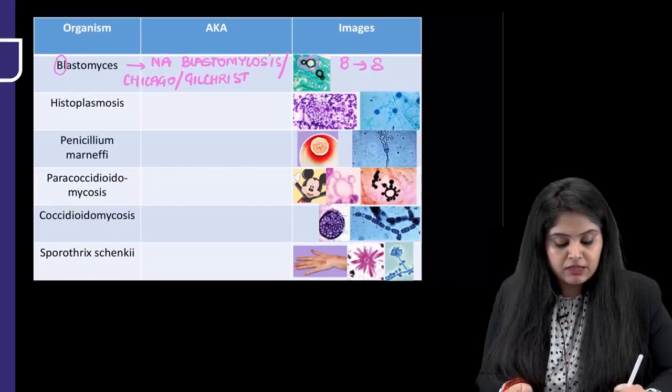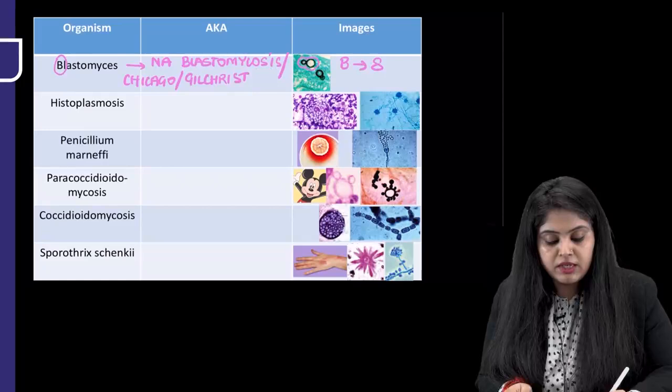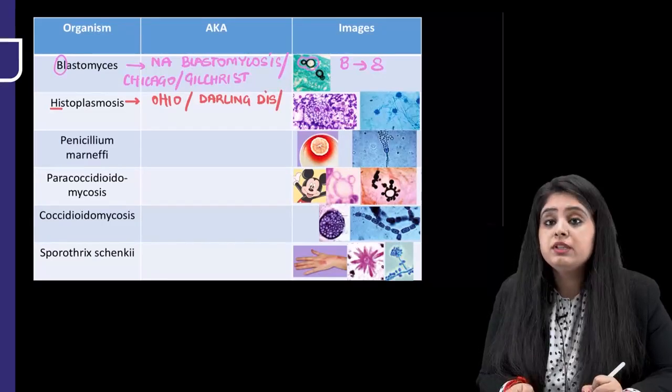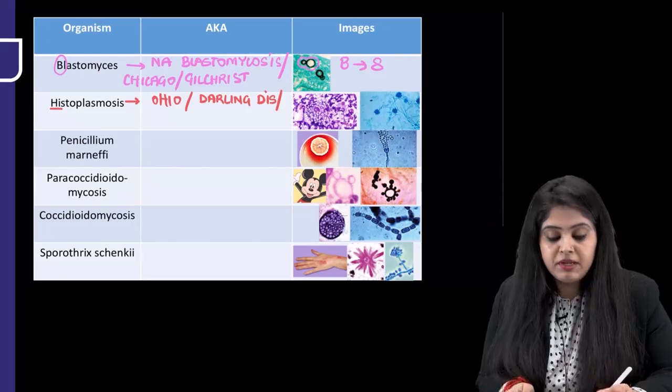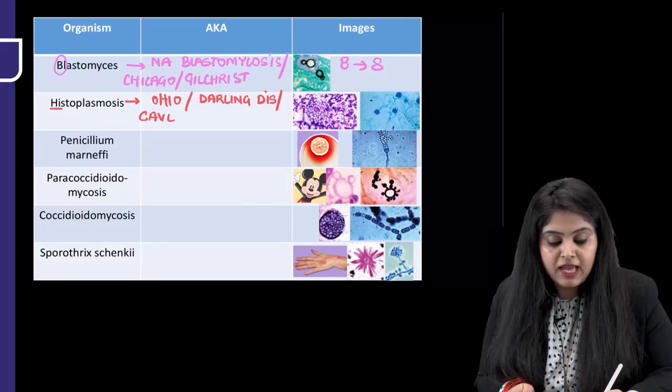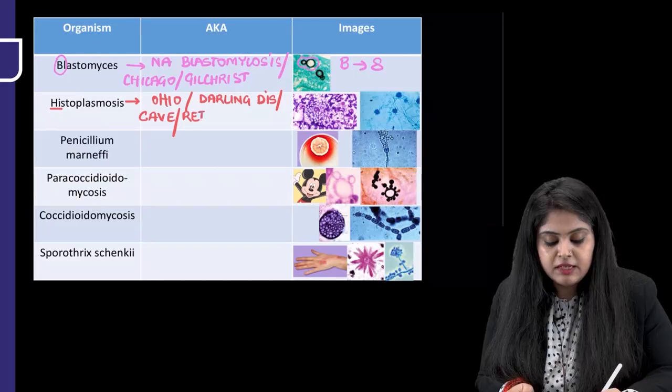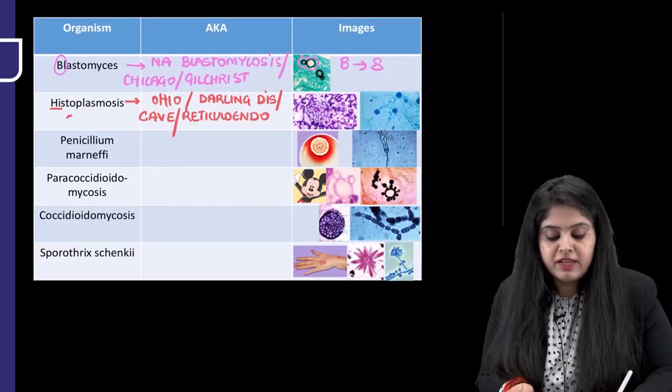Coming to the next, histoplasmosis. I gave you a mnemonic: histoplasmosis, high, so it had to be high Darling. Remember, there is something called Ohio's disease and something called Darling disease. Because it also had to do with bird and bat droppings, it was occurring in caves and it goes in macrophages. So it is reticuloendotheliosis. If you remember, this was very similar to TB. This was the TB-like fungus.